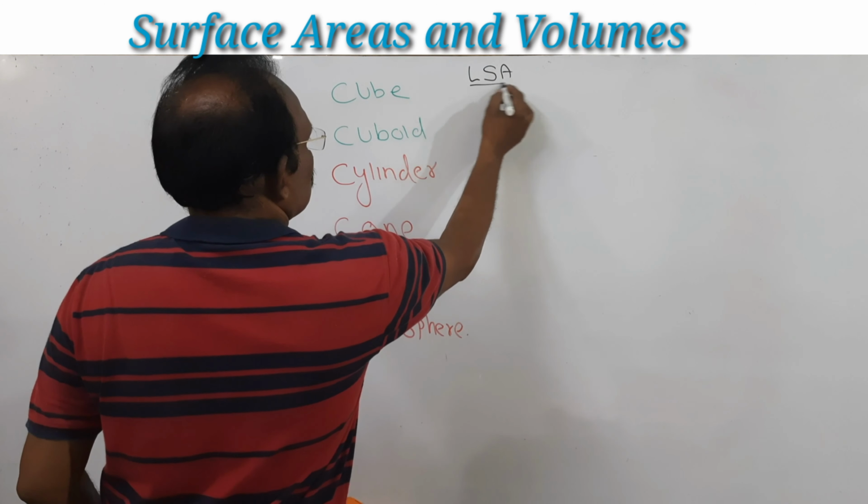It's nothing but pi r and length. What is the length? Here we will say length. So simple, pi r l. L is nothing but length. So wherever a circle is coming, we are using pi. See, in a cylinder it's a circle. In a cone, there is also a circle. So we are using pi.